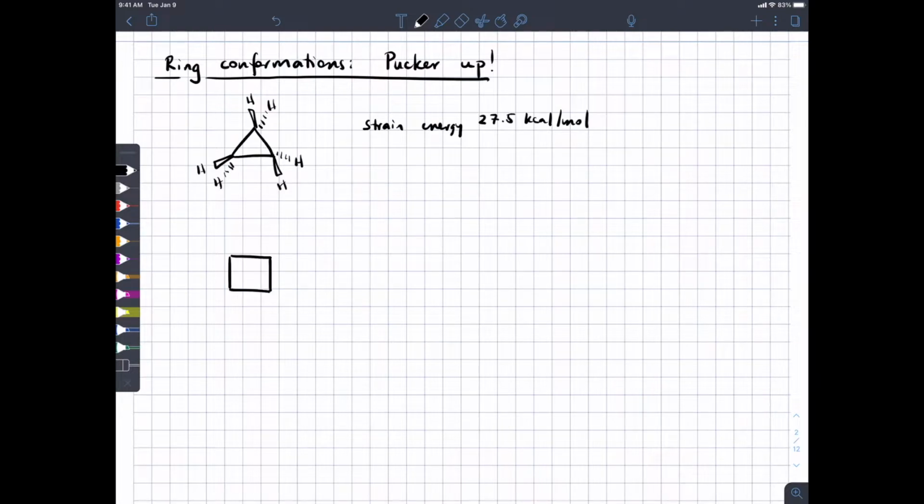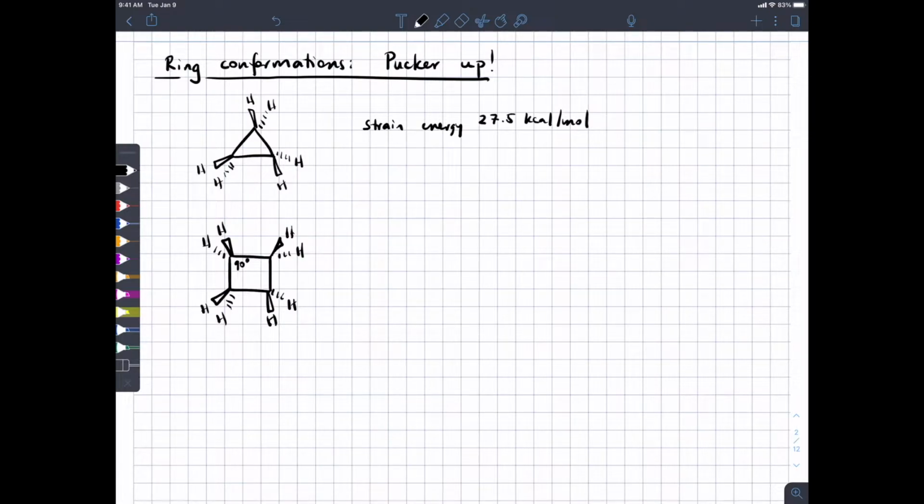So if you think about cyclobutane, and if you think about if it were completely flat, the bond angles would have to be 90 degrees, right? And that's also distorted from planarity. That's also tighter than you would want it to be. So what cyclobutane does instead is it adopts a puckered conformation.